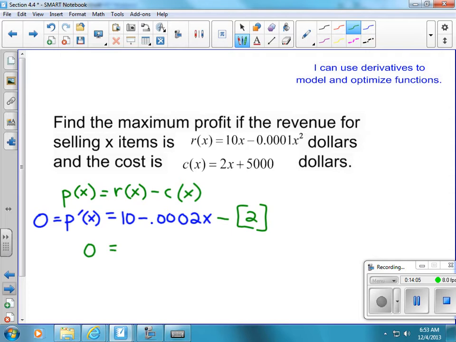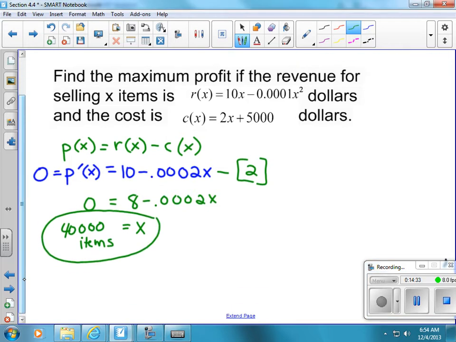10 minus 2 is 8 minus 0.0002x. If you solve this for x, you get 40,000 items, because x equals number of items. Now, they didn't really ask us what's the maximum items. They asked us what's the maximum profit.